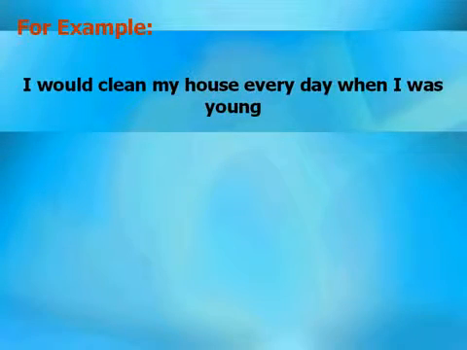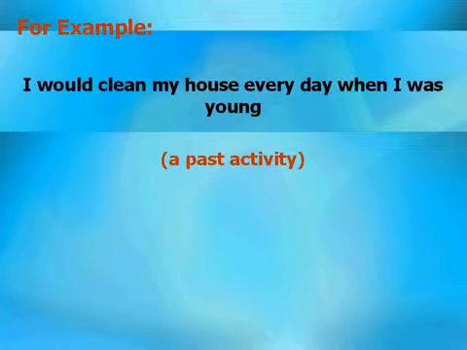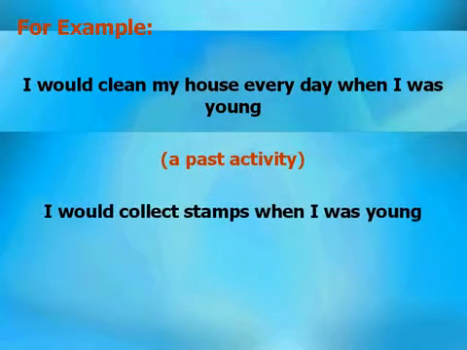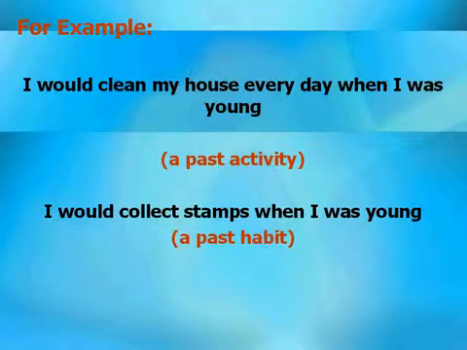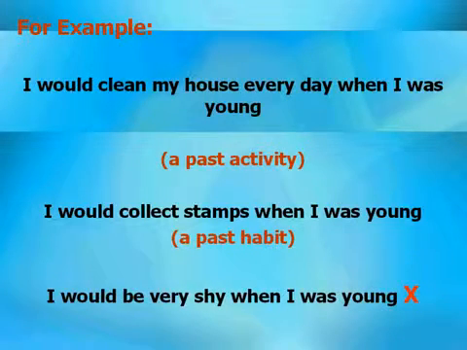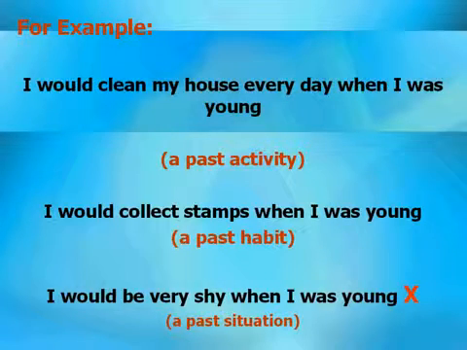For example, I would clean my house every day when I was young, a past activity. I would collect stamps when I was young, a past habit. So you can see that we are using would for a past activity, and we are also using would for a past habit. But if we say I would be very shy when I was young, a past situation, this sentence is wrong. So would cannot be used for a past situation. You can use would for a past activity, you can use would for a past habit, but you cannot use would for a past situation.